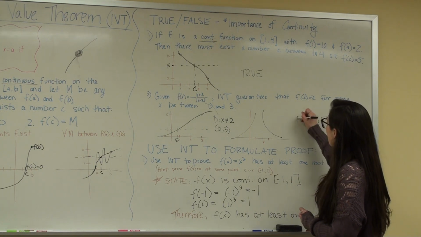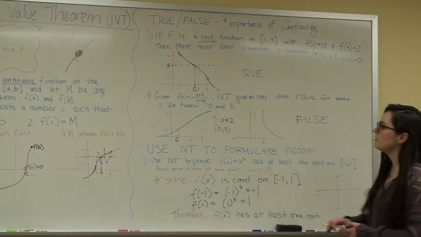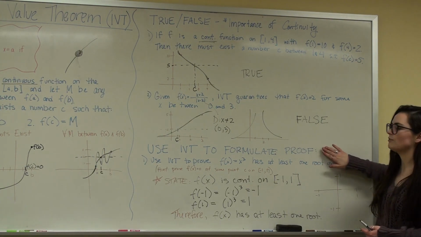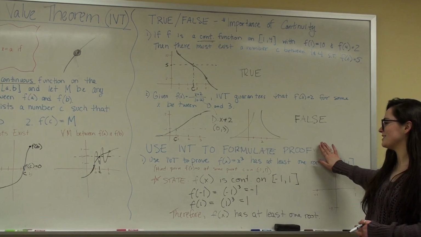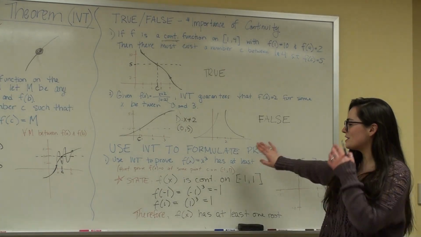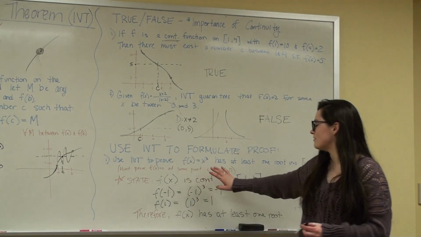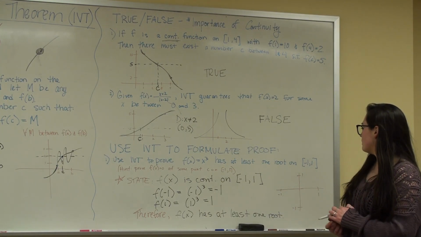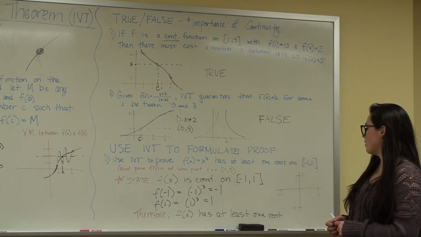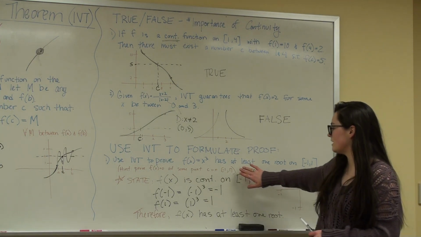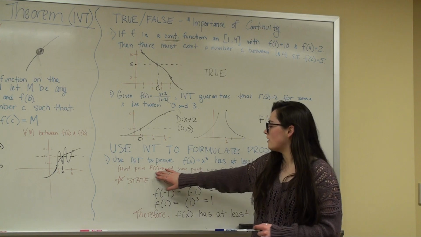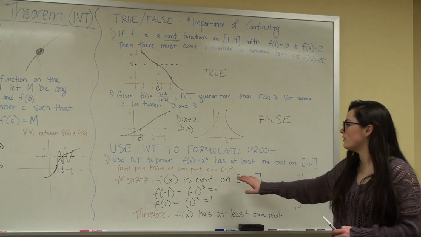Okay, so now that we have a basic understanding of IVT, its principles, and most important properties, we can actually use IVT to formulate our own proofs, which is exciting because that's a big step in math. So this one says, use IVT to prove that f of x equals x cubed has at least one root on the closed interval -1 to 1. I have a little hint on here that our goal is to prove that our function is equal to 0 at some point on this interval.